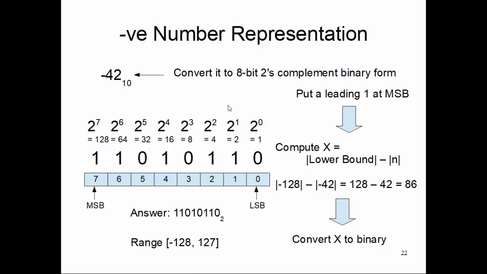So what do we do? Bottom line, we need to know the range of this system, and first of all we need to check if the value given to be converted falls within that range. Then if it is within the range and it is a negative number, put a leading 1, and then compute the absolute value of the lower bound minus the absolute value of the number given. Whatever the subtraction result, it becomes positive, and convert this into the rest of the 7 bits as usual.